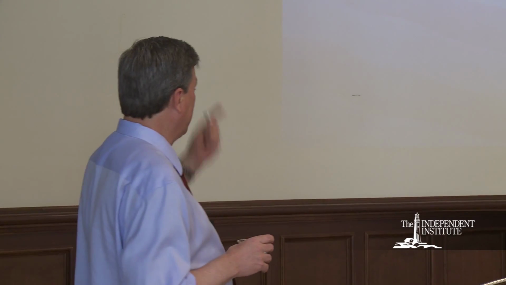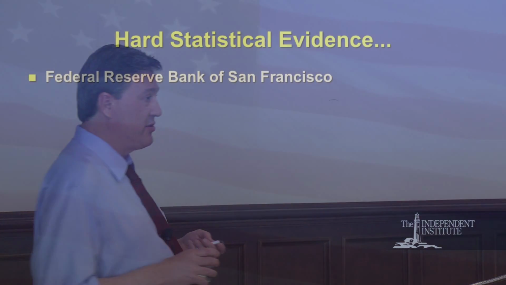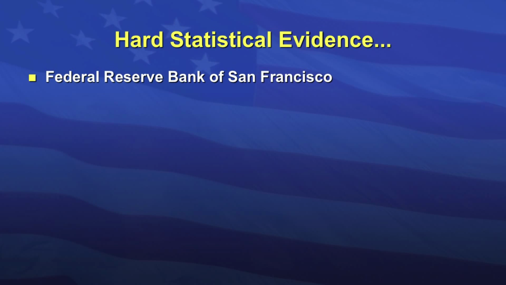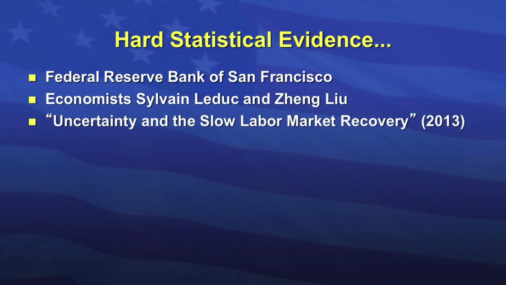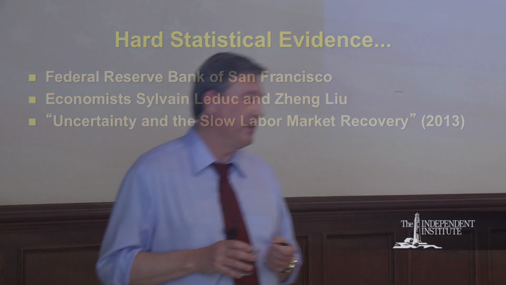But in terms of statistical evidence, I think we can say now, after this study was done, that this concept that Bob inspired back in 1997 with his paper has really kind of reached the mainstream. This is a paper done by the Federal Reserve Bank of San Francisco. I mean, there's nothing more mainstream than a Fed bank. Two economists. This is a paper, Uncertainty in the Slow Labor Market Recovery, 2013. So it's just about a year ago that they released this.